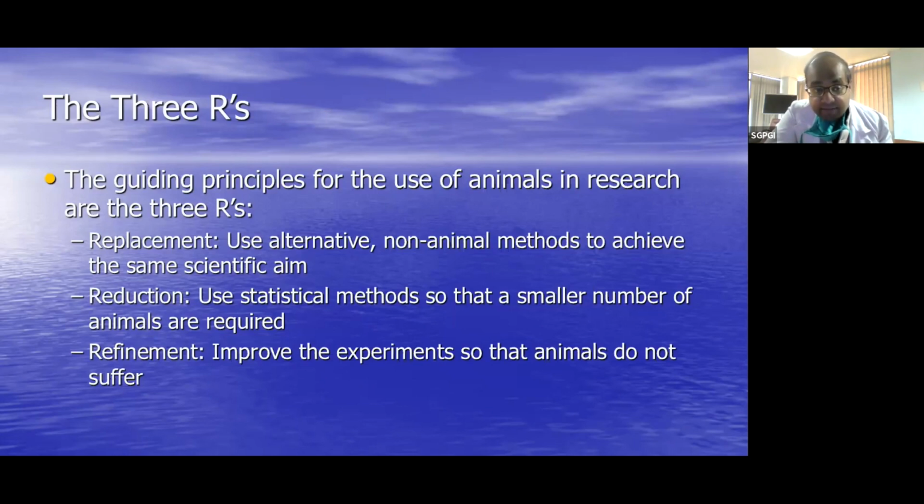And finally, the one thing which is important is refinement. If you cannot replace, and in some way you still need a lot of animals, then at least you should have some policies or strategies to reduce the suffering of animals during the intervention studies. During the sacrifice or during the in vivo experiments, if there are some ways in which the pain could be reduced in animals, that is something which is to be considered while doing animal work.